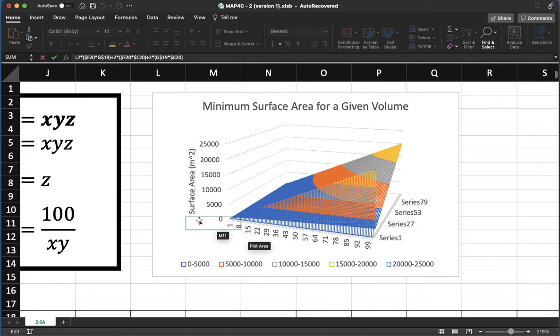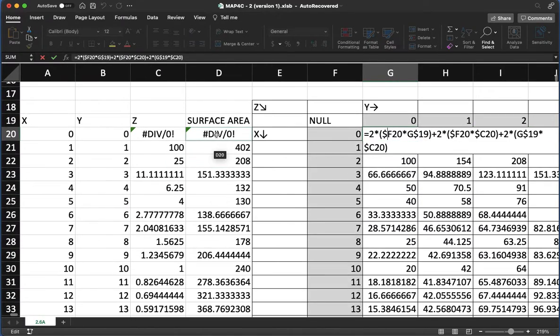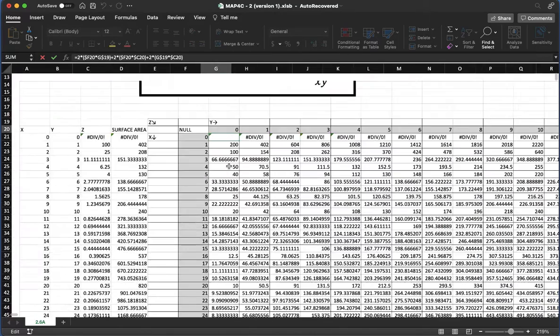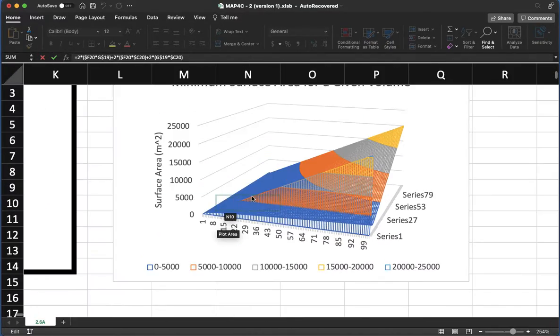Now, we know that if the volume is 100 meters cubed, then the optimal shape would be a cube root of this value, which is approximately 4.6. You can see here that the minimum surface area is occurring in this neighborhood for surface area. But as a shape, the whole take-home of this is just that the lowest point on this graph for surface area is the point which minimizes, or the configuration of the rectangle which minimizes the surface area.